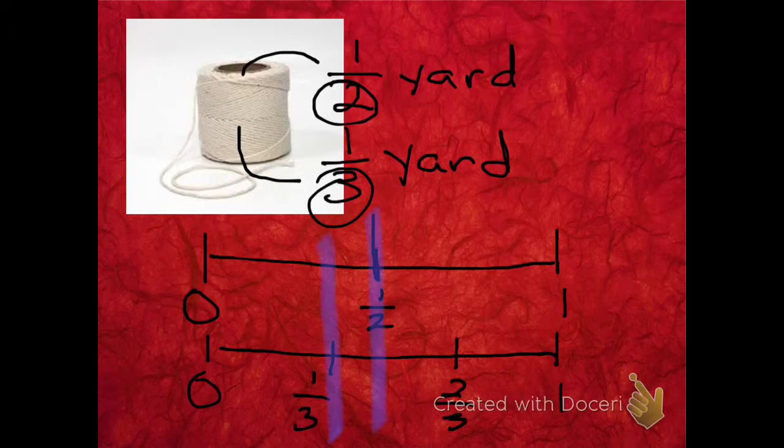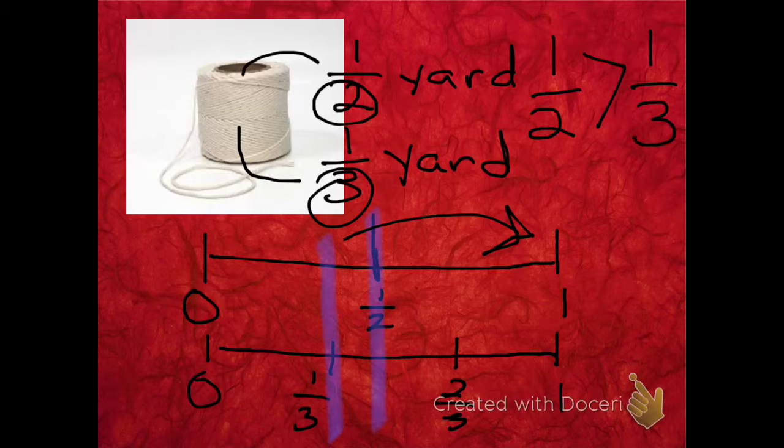So if I look, 1/2 is further over to the right, which means 1/2 is greater than 1/3. So if I were to write that down, I would say 1/2 is greater than 1/3. And I knew this because when the numerators are the same, you look at the denominators. And the smaller the denominator, the bigger the piece. So my bigger piece of string is 1/2 yard.